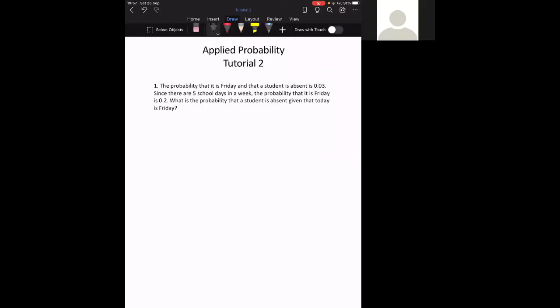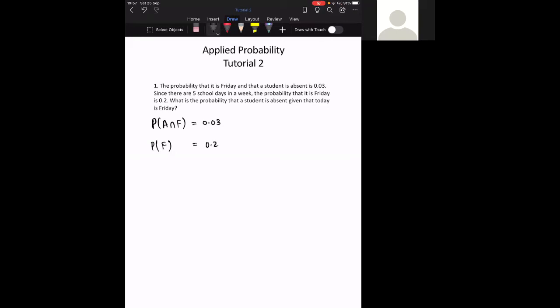So the first question says, the probability that it is Friday and that a student is absent is 0.03. So this gives us the probability that the student is absent and that it is a Friday. A is for student being absent and F is for Friday. This is 0.03. Since there are 5 school days in a week, the probability that it is Friday is 0.2. So they've also given us the probability that it is Friday, which is 0.2.